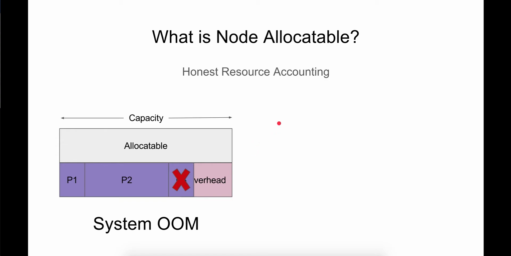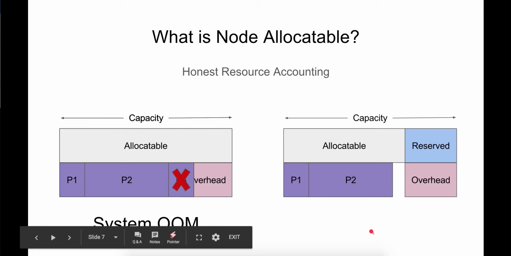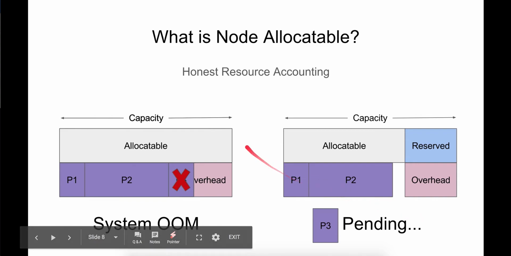And the way that we fix this is we introduce this feature that allows you to reserve a portion of the node. And let's for now assume that we're perfect and we're able to reserve exactly what the overhead is. In this case, instead of encountering a system OOM, what we would end up with is just a pending pod.